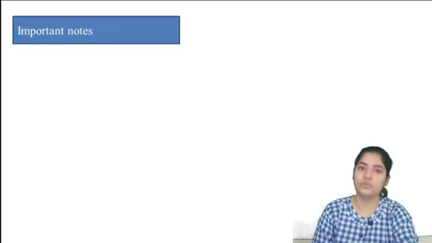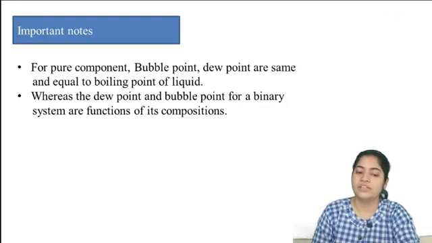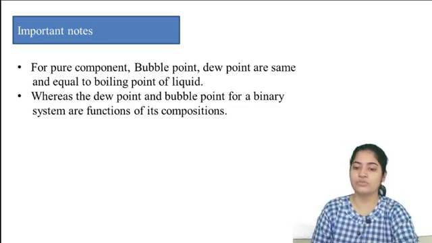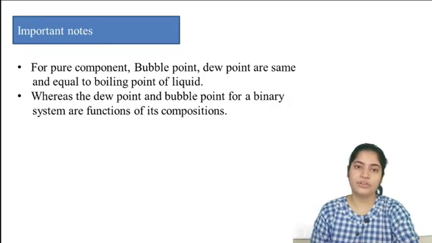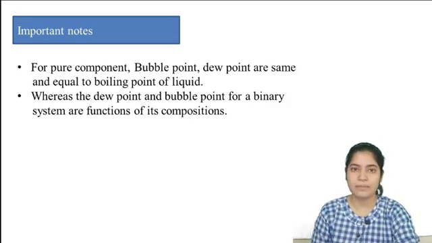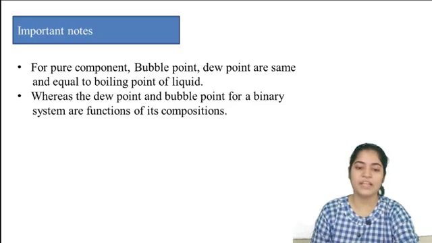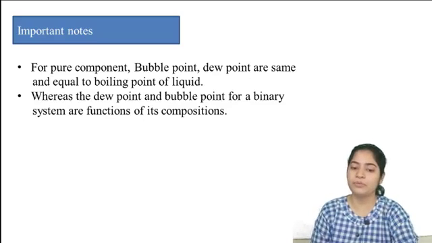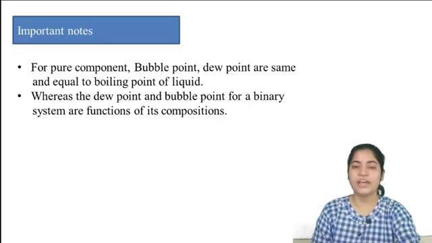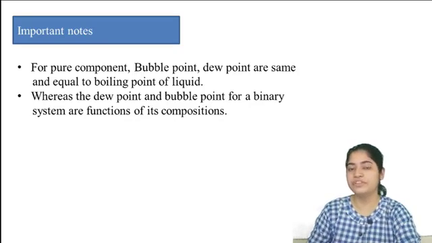Now what are the important notes you need to know over here? See, for a pure component, bubble point and dew point are the same and equal to the boiling point of the liquid. That was discussed in the last lecture also, that for a pure component, here I am not talking about a mixture. Suppose for example take pure benzene itself, its bubble point and its dew point would be the same and that would be equal to the boiling point because no mixing is there. Whereas the dew point and bubble point for a binary mixture is a function of its composition. As we change the composition, for different compositions you have different sets of bubble point and dew point.